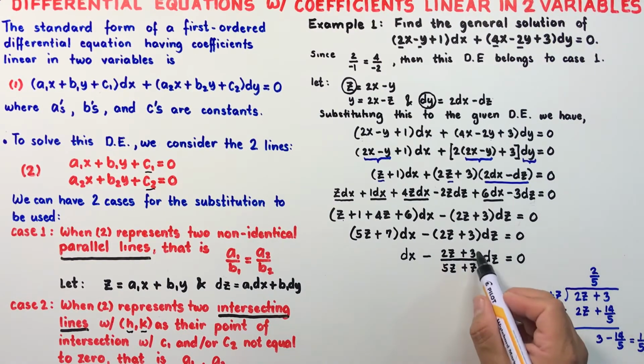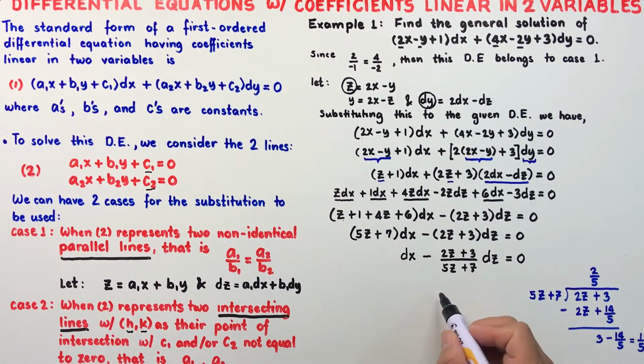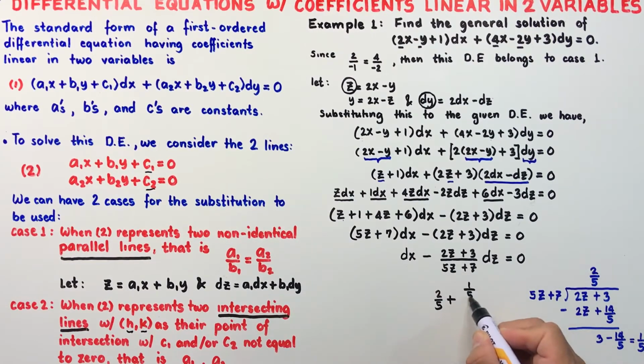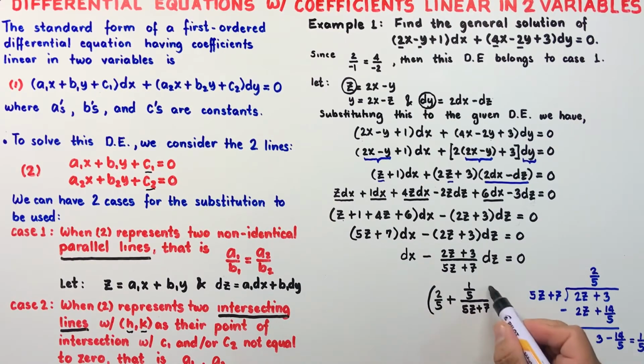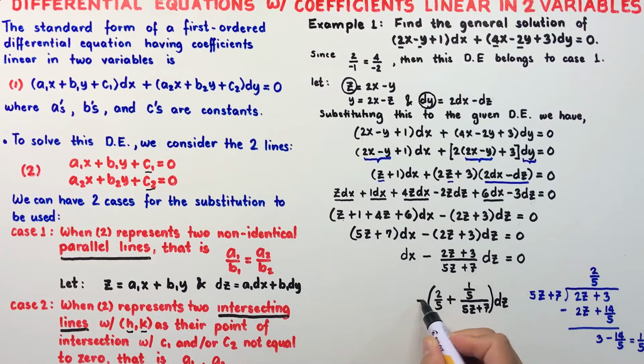So therefore, we can rewrite this fraction as 2/5 plus the remainder of 1/5. And because this is a remainder, this will be divided by the divisor 5z plus 7 here. And this is multiplied by our dz. And of course, there is a dx here. And the whole thing is equated to 0.